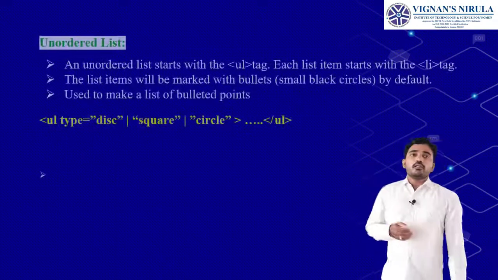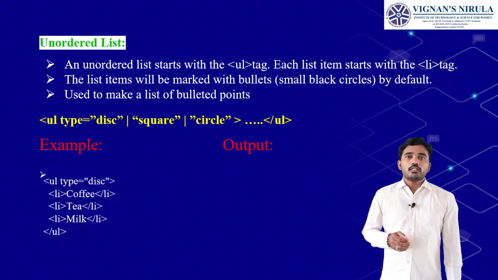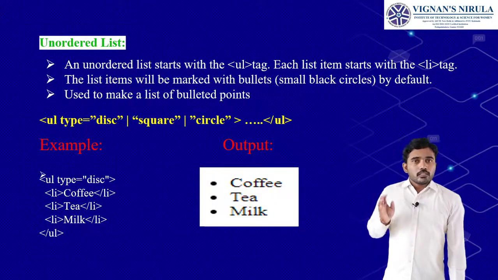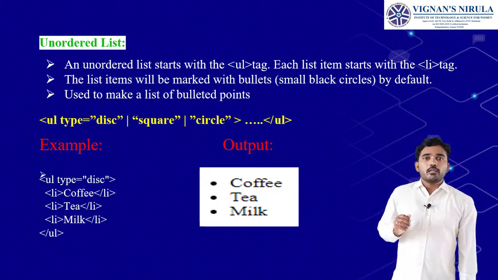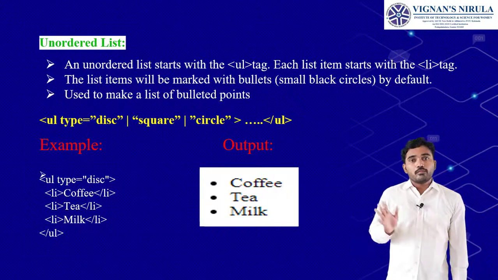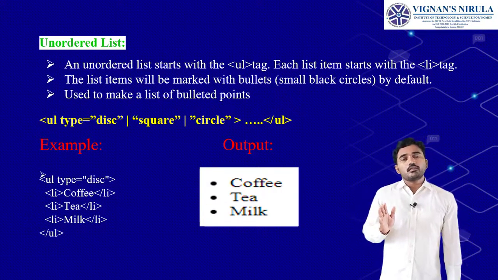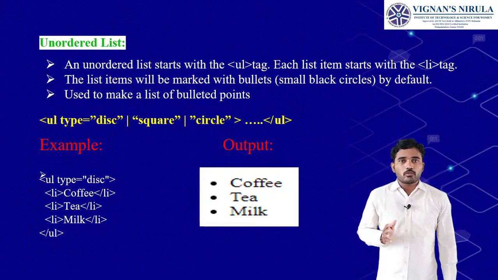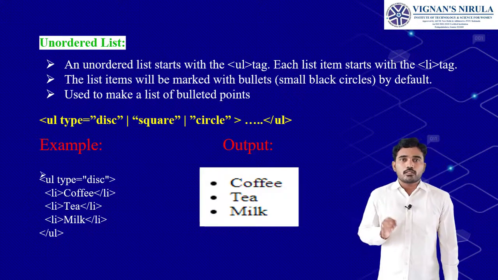Coming to the first type, the unordered list. These unordered lists start with a UL tag. Each list item must be denoted by using an LI tag, and the list items will be marked with bullets by default. These are used to make a list of bullet points, as everybody knows. And what is the syntax that we have to use for an unordered list of items?